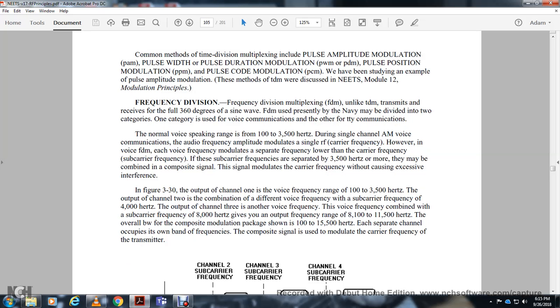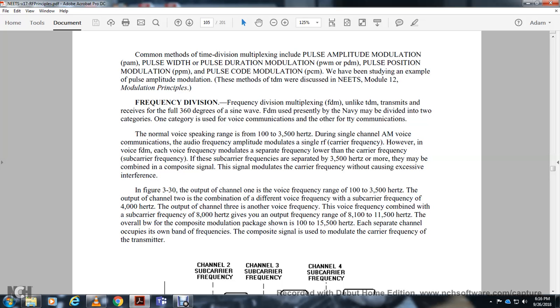In figure 330, the output of channel one, the voice frequency, ranges from 100 to 3,500 Hz. The output of channel two combines a different voice frequency with the subcarrier frequency of 4,000 Hz. The output of channel three is another voice frequency. Four frequencies are combined with subcarrier frequencies of 8,000 Hz, giving an output frequency range of 8,100 Hz to 11,500 Hz, and the overall bandwidth of the composite modulation package shown in the figure is 100 to 15,500 Hz.